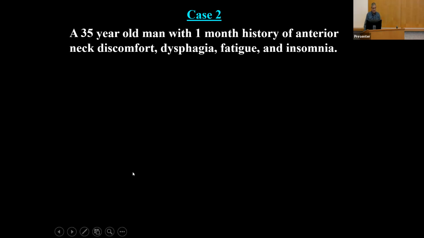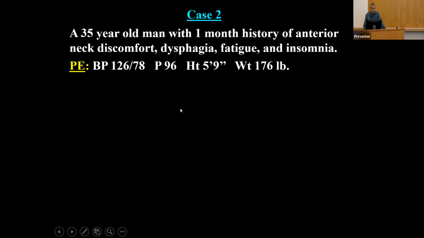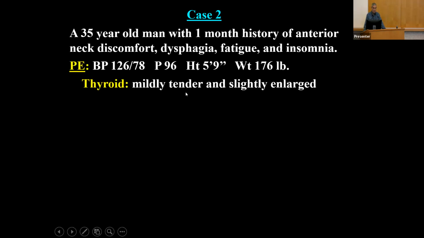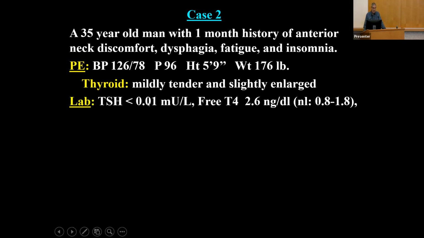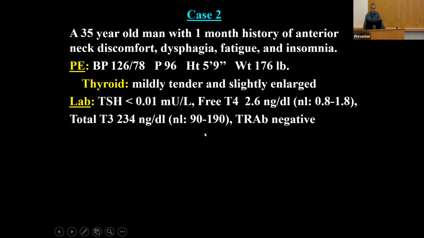Okay. So this is a 35-year-old man who has a 1 month history of anterior neck discomfort, difficulty swallowing, fatigue, and insomnia. Vital signs look okay. His thyroid is mildly tender and slightly enlarged. His TSH is undetectable, and his free T4 is elevated. Total T3 is also elevated, so he has overt thyrotoxicosis, and his TRAB is negative. So what's the best test to order now?